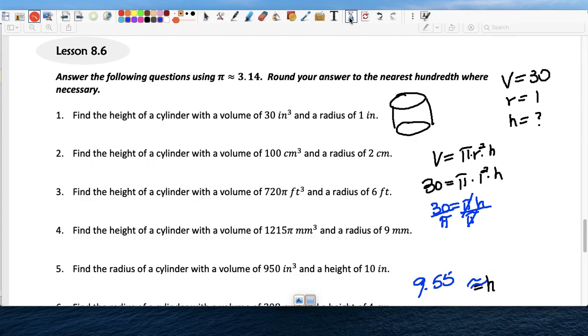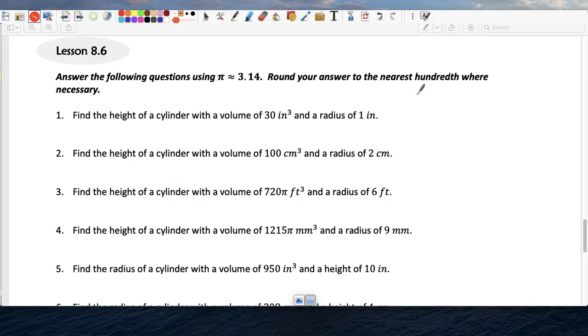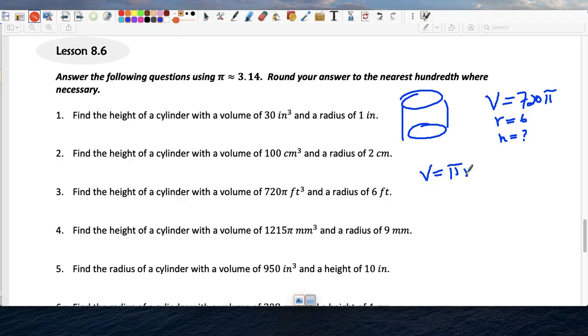So that's number 1. 2 we did in class. 3. Find the height of a cylinder. So again, another height problem. So here's a cylinder. Number 3, the volume is 720 pi. The radius is 6, and the height is the unknown. So again, volume equals pi r squared times h. Volume, we substitute that with 720 pi, equals pi, the radius is 6, so it's 6 to the second power times h. So we're solving for h again.